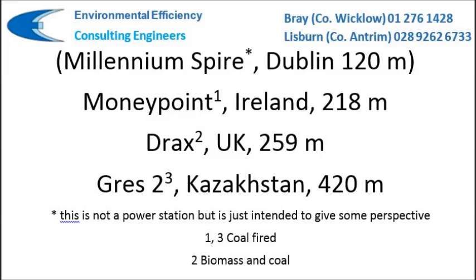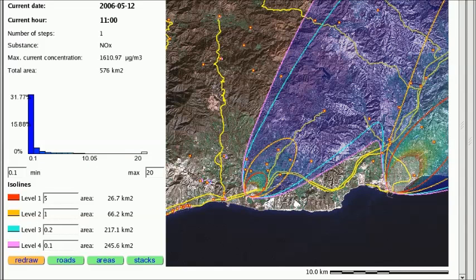Often coal-fired power stations have some of the highest stacks. Environmental Efficiency uses both screening models and full-blown air dispersion models to undertake work for clients. These include Screen 3 and AERMOD.